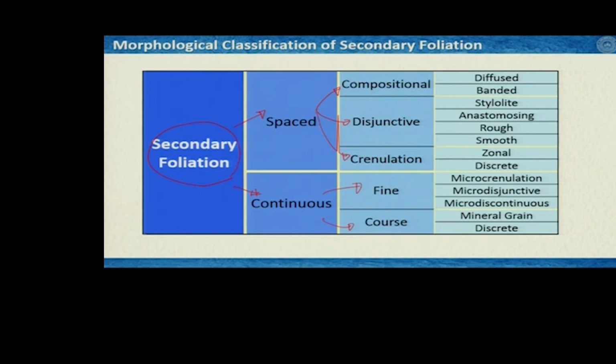Now, within the compositional cleavage or compositional foliation, we have 2 subclasses, diffused or banded. That means whether the boundaries are diffused or sharply banded. Then within the disjunctive, we have stylolites, anastomosing, rough and smooth. Within the crenulation we have zonal and discrete, and then in the domain of continuous cleavage we have two classes we discussed, fine and coarse. Within the fine we have micro crenulation, micro disjunctive and micro discontinuous, and within the coarse foliation we have mineral grains and discretes. So, we will not really look at the last column here, but we certainly talk about spaced foliation, continuous foliation, and within the spaced we talk about compositional, disjunctive, crenulation, and then within the continuous we very briefly discuss the fine and coarse grained foliations.